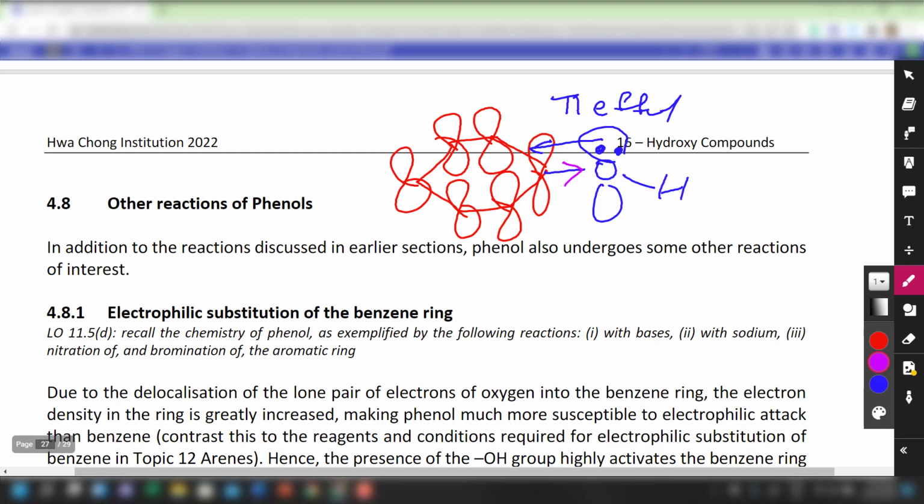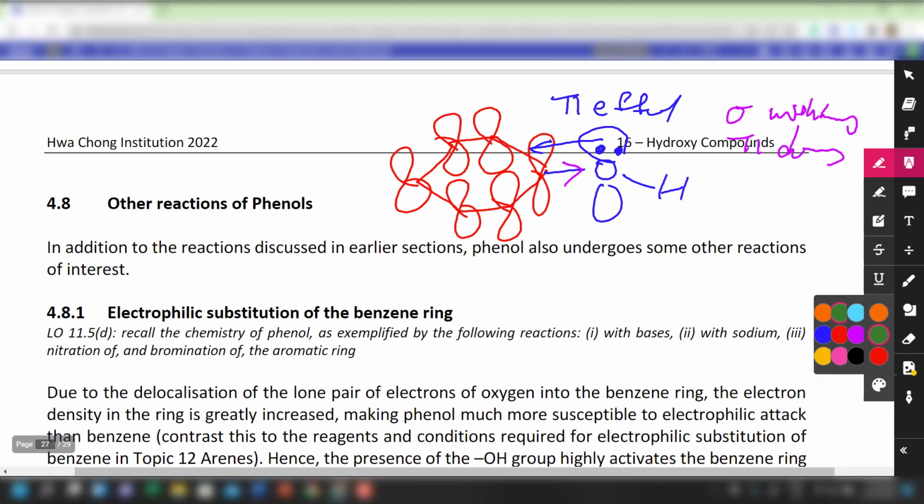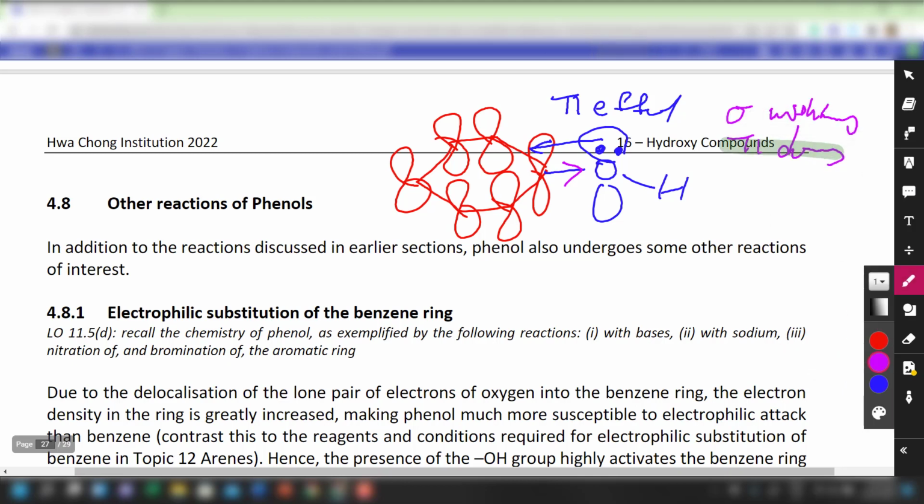So the OH group will be able to result in an electron withdrawing inductive effect on the sigma bonding framework. Normally we say that the OH group is sigma withdrawing and pi donating. However, if there are 2 competing effects, usually in most cases the pi effect will win, because the pi effect involves a direct delocalization of the pi electron cloud onto the phenol ring. So the effect is actually stronger as compared to a sigma withdrawing effect.